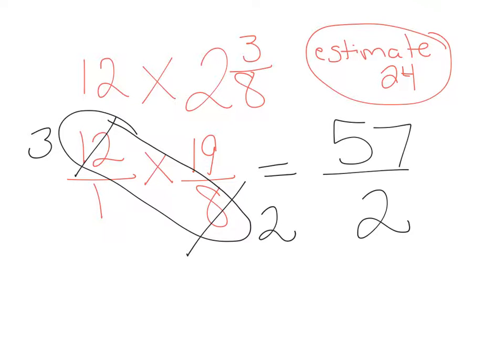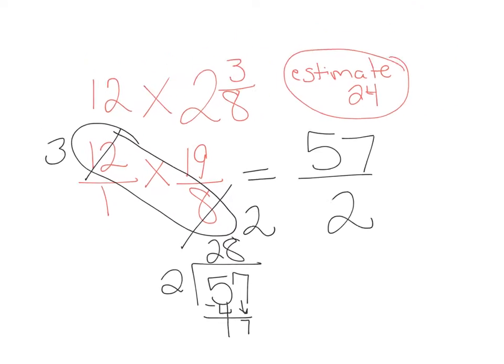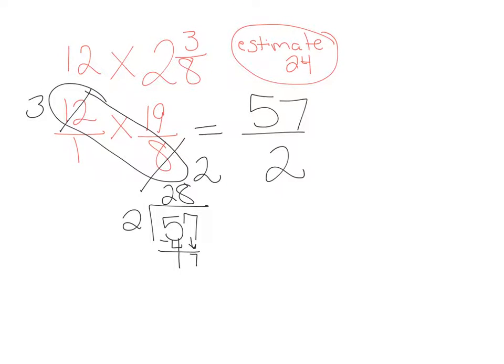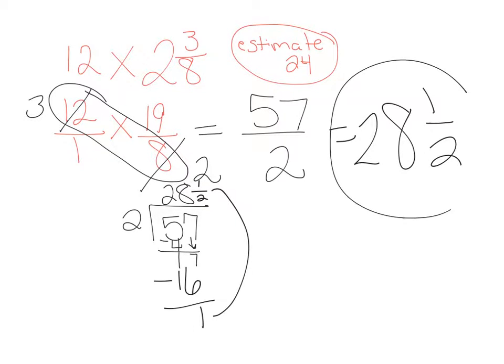The last step is to simplify, or to change into a mixed number. So 57 divided by 2, 2 goes into 5 2 times, 2 times 2 is 4, 5 minus 4 is 1, bring down the 7, 2 goes into 17 8 times, let me just shrink this up a little bit, 8 times 2 is 16, with 1 left over, that comes on up, 28 and 1/2 is our final answer. Hopefully that helps.